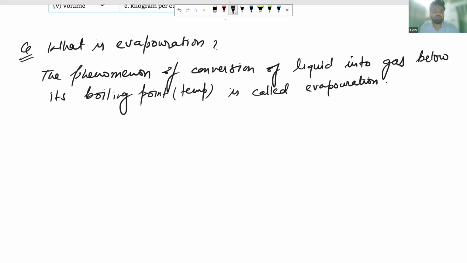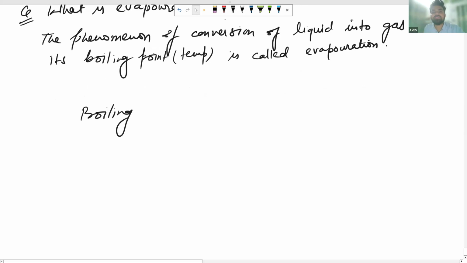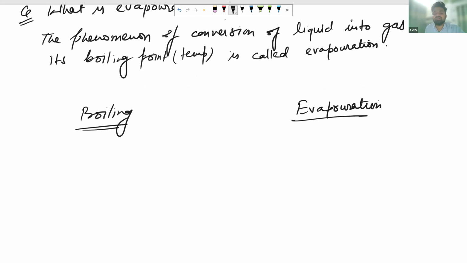Okay, dear students. If I talk about boiling and evaporation, then boiling is a bulk phenomenon and evaporation is a surface phenomenon. Boiling is a bulk phenomenon, which means when you boil something, the whole water particles start getting kinetic energy and they start moving. But in evaporation, only the surface particles leave the surface.